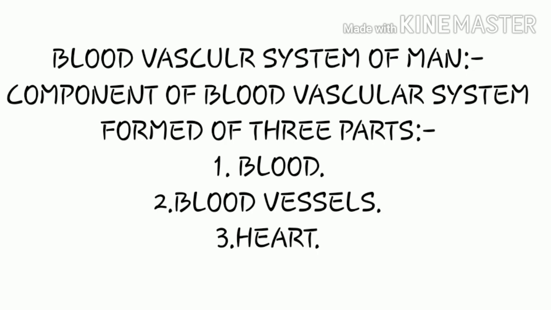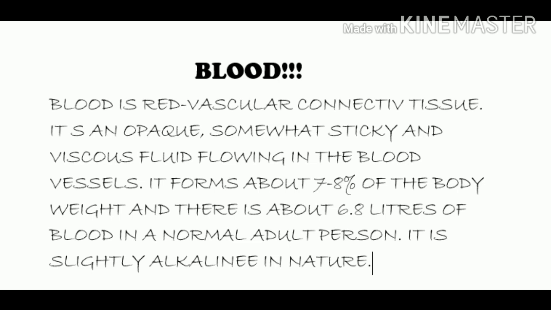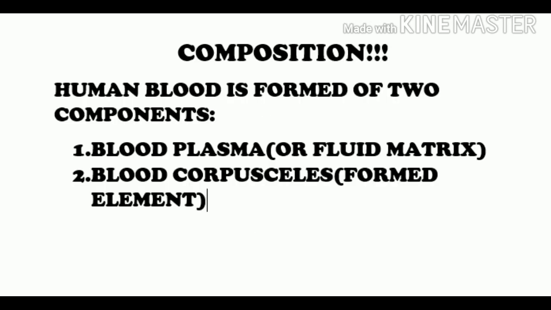So let's discuss. Blood is a red vascular fluid connective tissue. It is an opaque, somewhat sticky and viscous fluid flowing in the blood vessels. It forms about 7 to 8% of body weight, and there is about 6.8 liters of blood in a normal adult person. It is slightly alkaline in nature, pH value is 7.4. And next we will discuss the composition of blood.